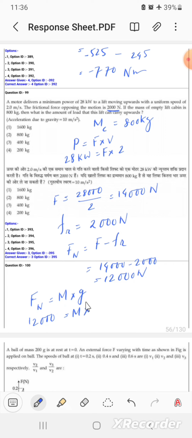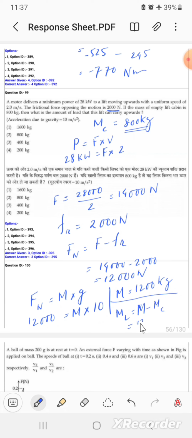Total mass, the lift with the load it will carry, g is 10. So total mass we will get is 1200 kg, and the cabin itself is 800 kg. So the load it can carry will be m minus the mass of the cabin, that is 1200 minus 800, that is 400 kg it will carry in the upward direction. So the third option is the correct one.